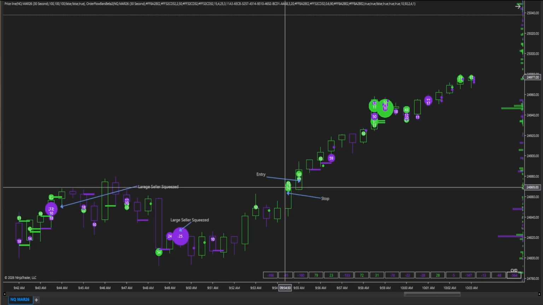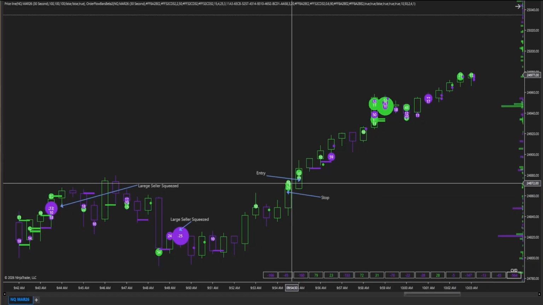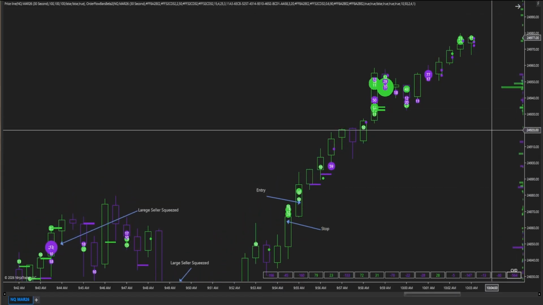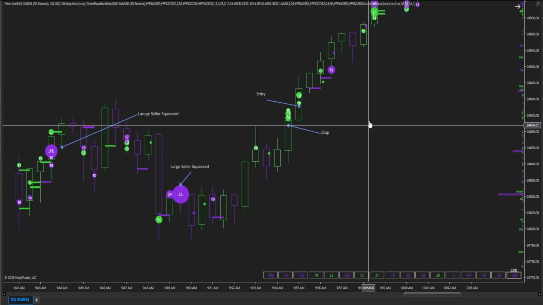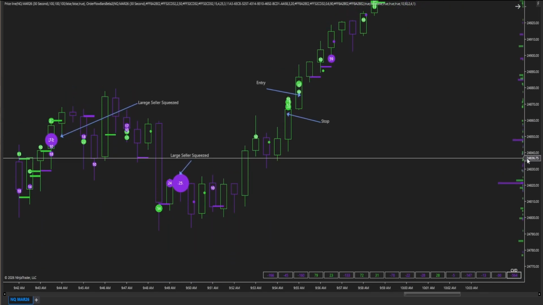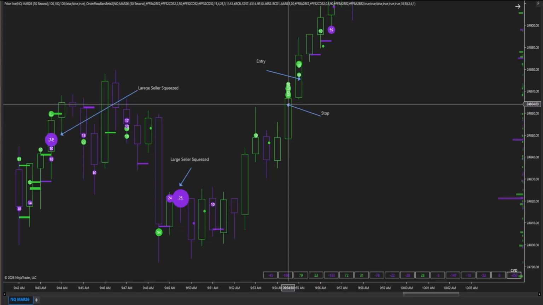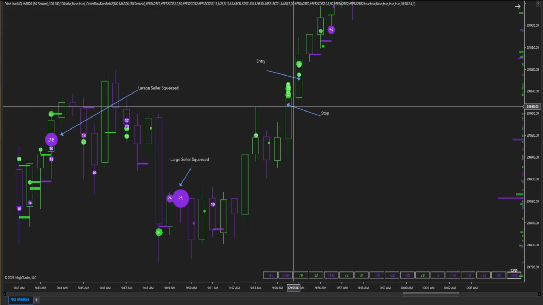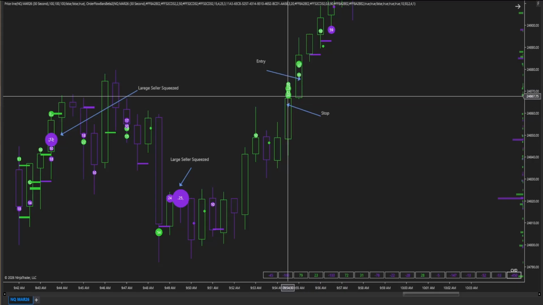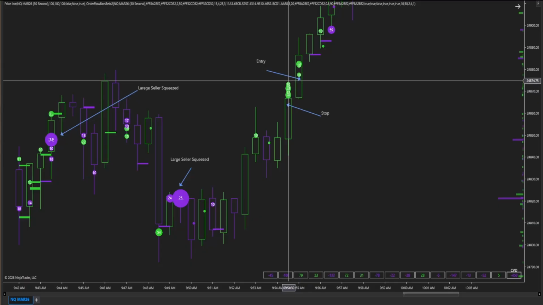Now, my stop would have been right here at these prints. That is where my stop would have been. Right up in here is where I would have said, okay, I'm done with the trade, because I'm thinking we got some nice prints coming off right here.